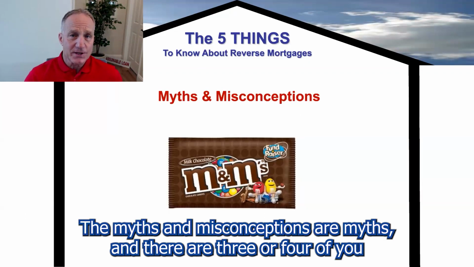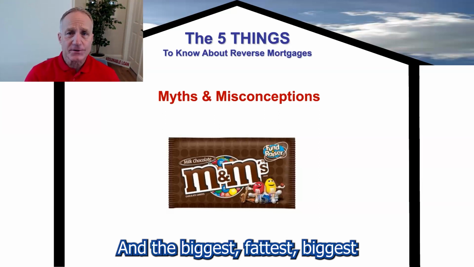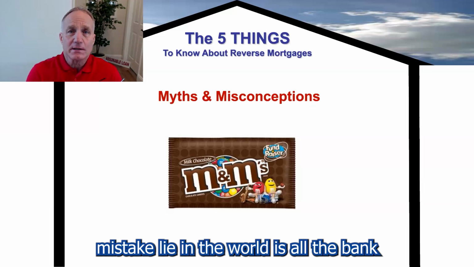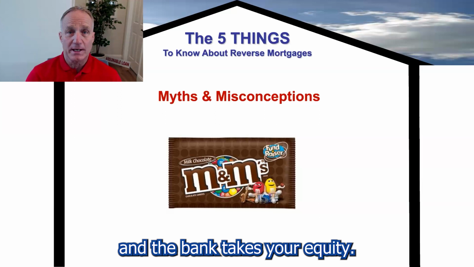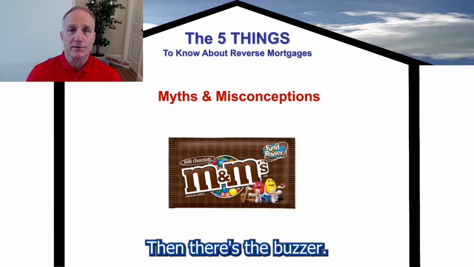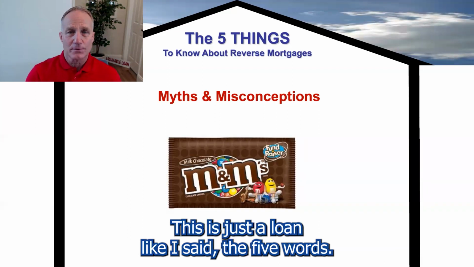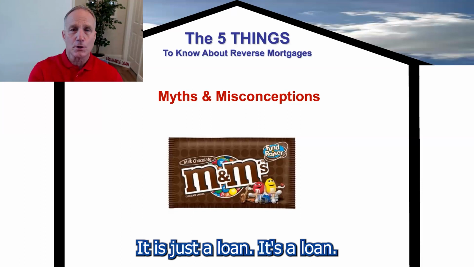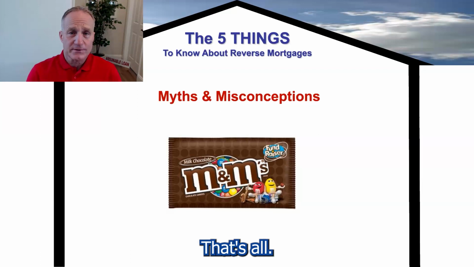The myths and misconceptions are this, and there are 3 or 4 of you I could see that are just homeowners looking, consumers looking, and the biggest, fattest mistake, lie in the world is, oh, the bank is gonna hold the title to your home and the bank takes your equity. There's the buzzer. The buzzer means wrong, wrong, wrong. This is just a loan. Like I said, the 5 words, it is just a loan. So the home, just like a traditional loan, is used as collateral. That's all. It's just a loan.